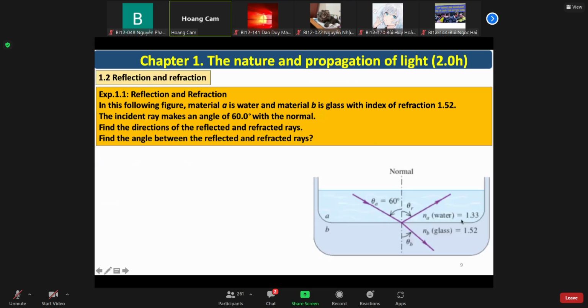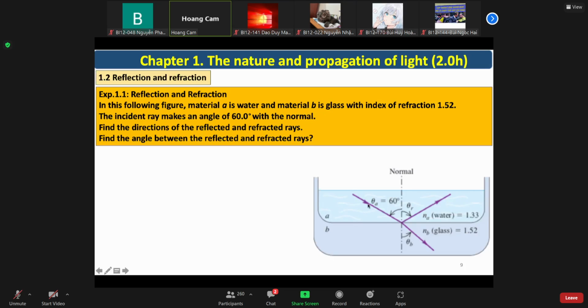And material B is glass with refractive index, or index of refraction, 1.52. There are different types of glass and different values for the refractive index of them as well. Here is one example, 1.52. However, we can also have 1.54 and so on. So here's one case.